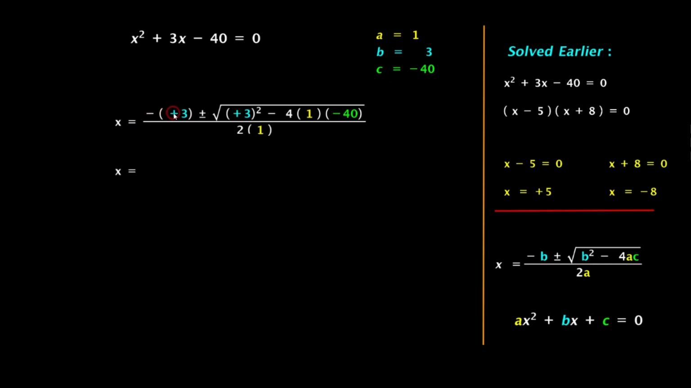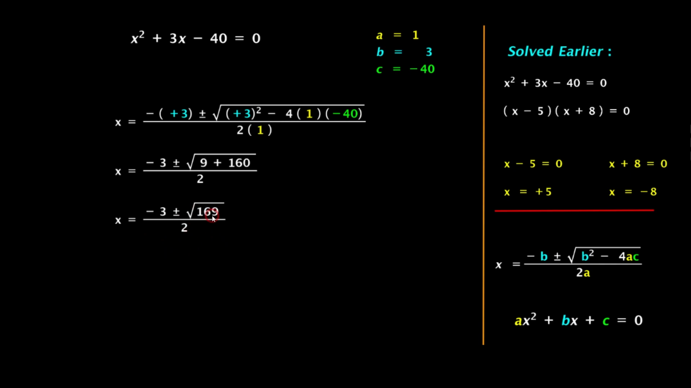So negative times a positive 3 is a negative 3, plus minus. Inside the square root, positive 3 whole squared is 9. Negative of 4 times 1 is negative 4. Negative times negative is a positive. 4 times 40 is 160. Everything is divided by 2 times 1, which is 2. Now the next line is negative 3 plus or minus the square root of 169, everything divided by 2.